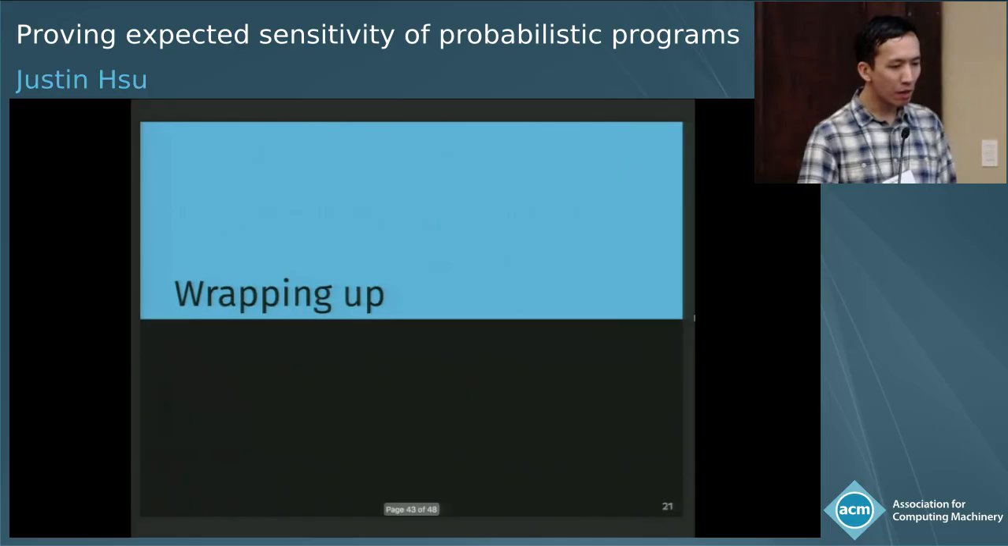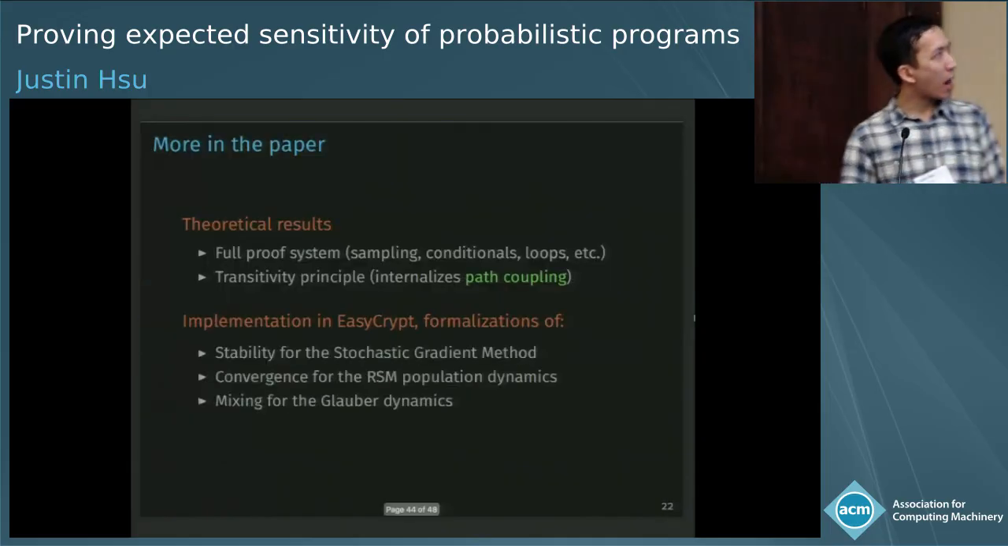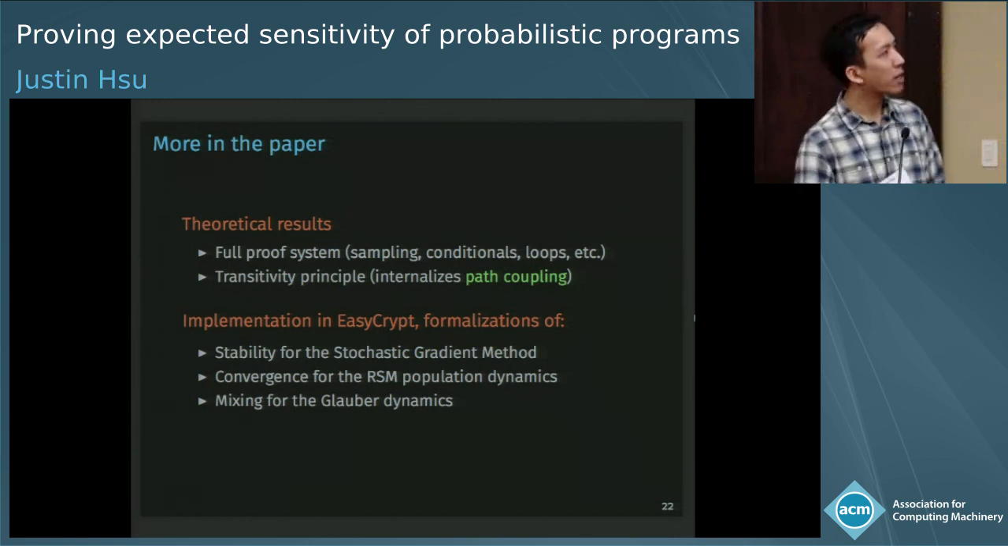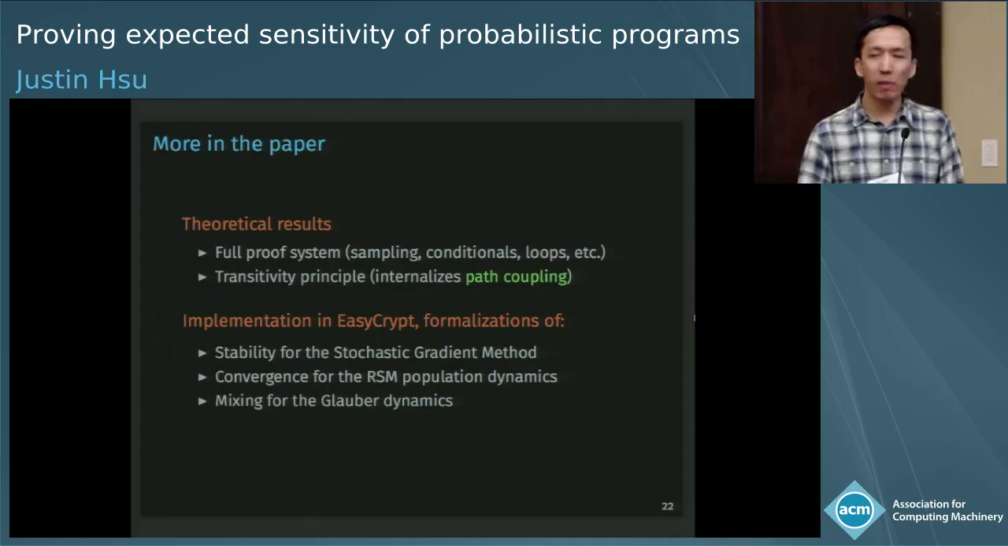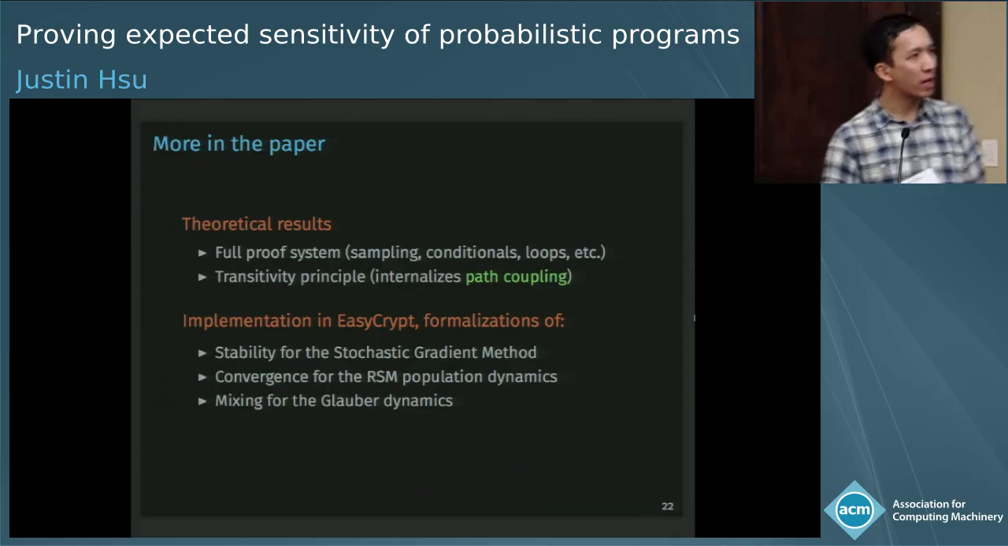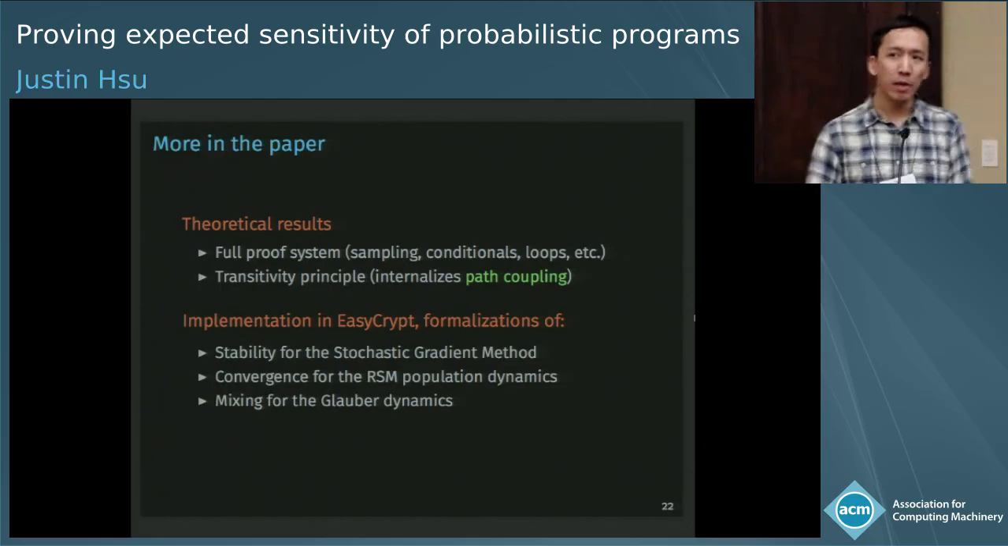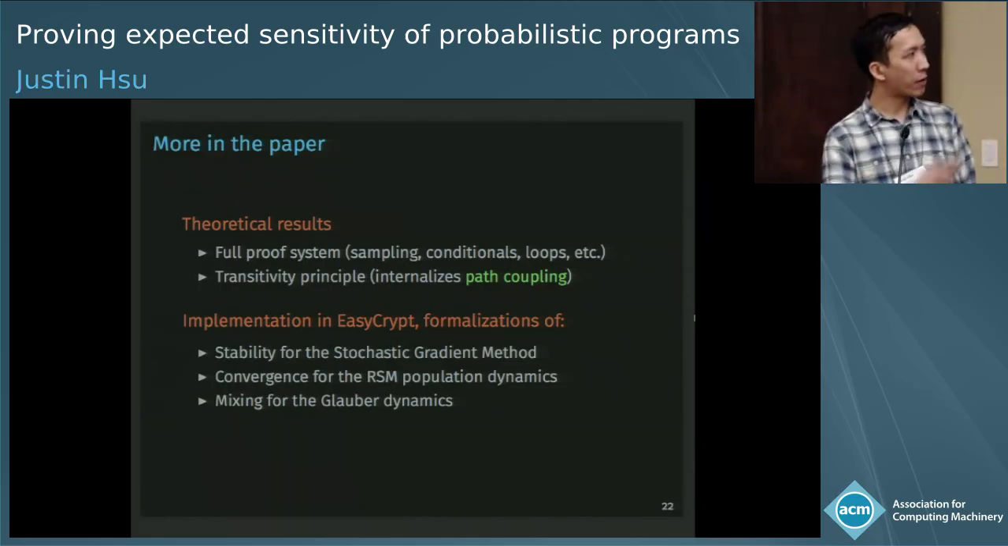All right, so just wrapping up. There's plenty more in the paper. We have more theoretical results like the full proof system for sampling commands, conditionals, loops, etc. We also have a very interesting transitivity principle that internalizes what's called the path coupling principle. This was investigated by people in probability theory, maybe in the 1970s. We also have an implementation of the logic in EasyCrypt and formalizations of various properties of probabilistic programs.